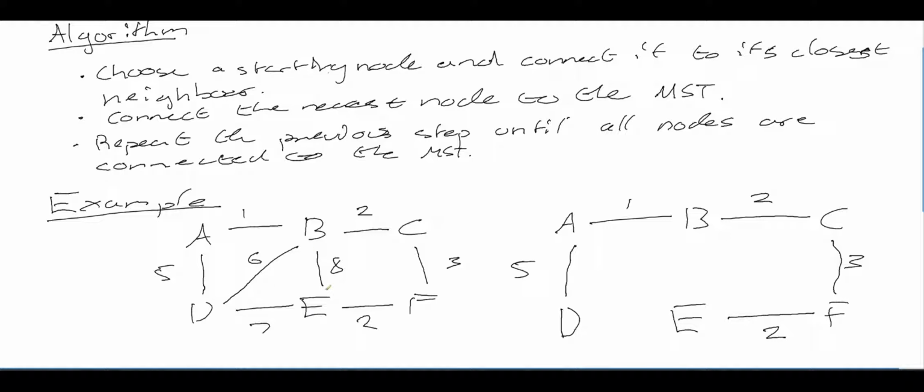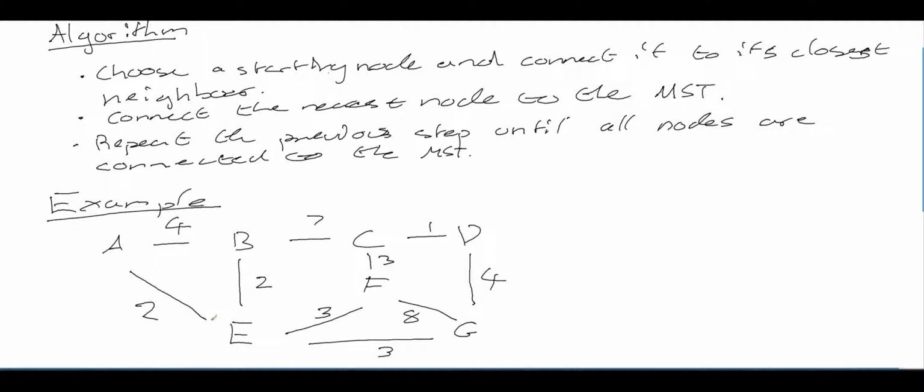Okay, so that's our minimum spanning tree, and we know that we finished now because all of the nodes that are in our original graph are in this minimum spanning tree and are connected to all of the other nodes. And the total weight for this minimum spanning tree is 13.